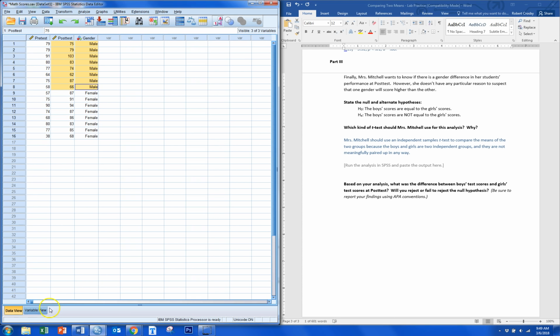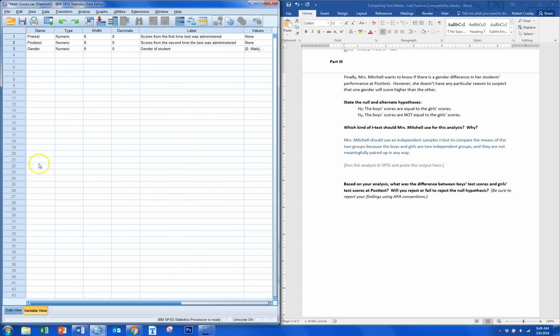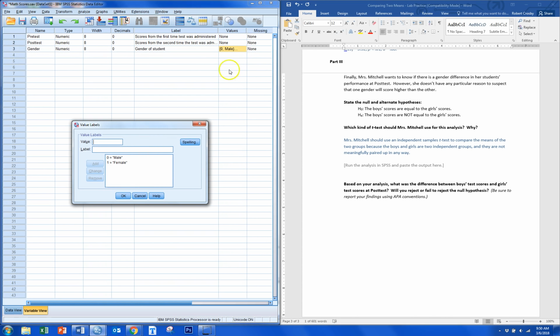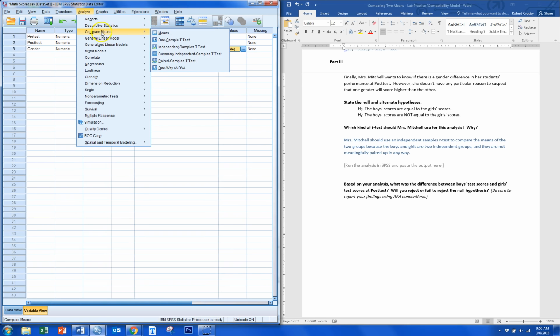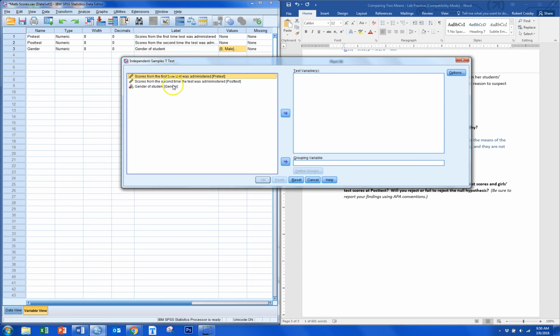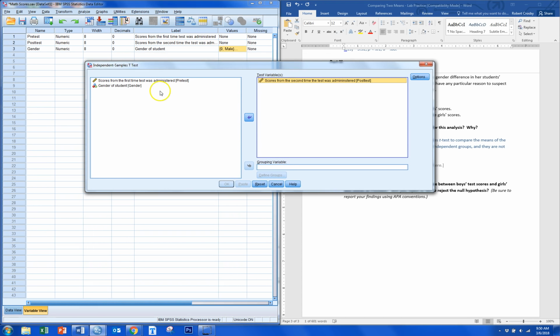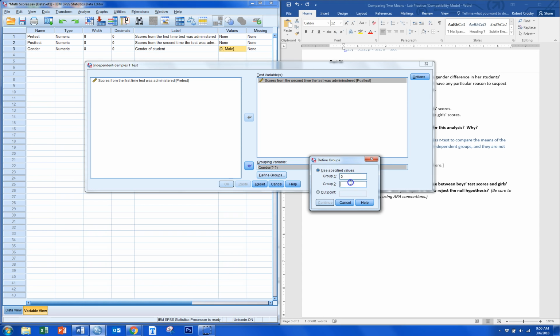Sometimes you might forget, and that can be a problem because now you have to go out of the analysis you were just about to run and go back and check. If you wanted to check, you'd go back to the variable view, find the variable, and then click on Values, and it will tell you how they've been coded, 0 and 1. So that's the information I need in order to run this analysis. So Analyze, Compare Means, Independent Samples. Again, I'm going to take that second variable, post-test, and put it in the test variable box. Gender is my grouping variable. Define groups, 0 and 1.